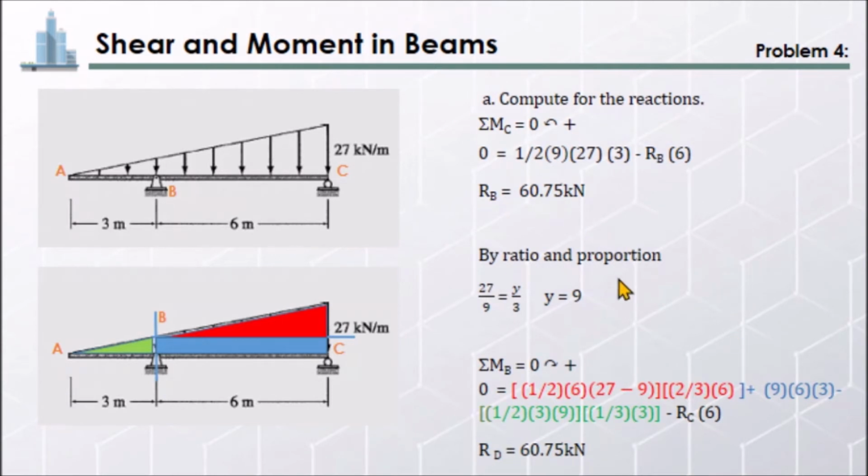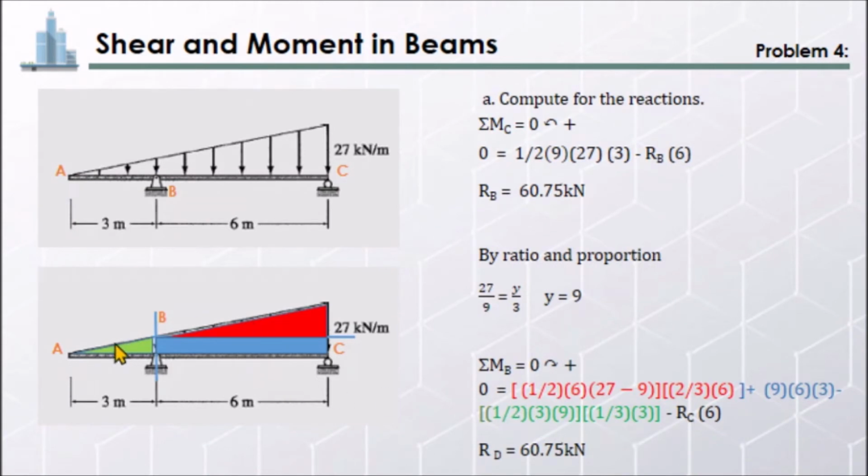So, next naman, class, para makapag-compute tayo na reaction at point C. So, C ito class, sorry. So, at point C, so, taking summation moment at B is equal to 0, clockwise as positive.